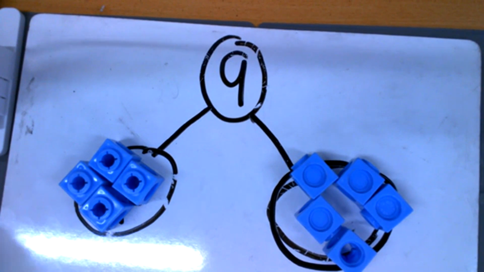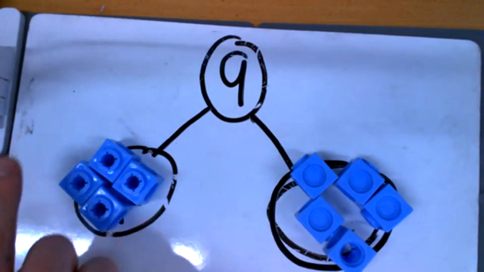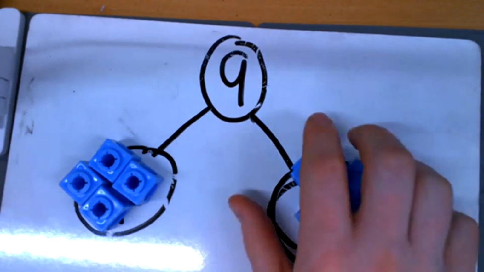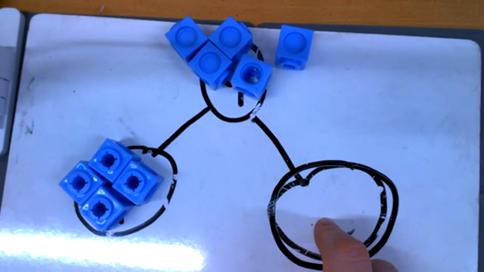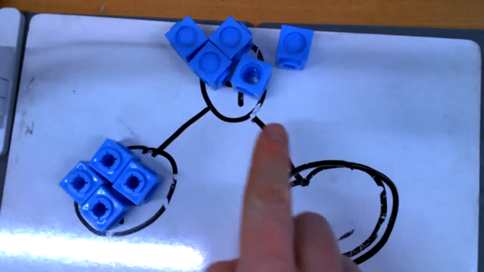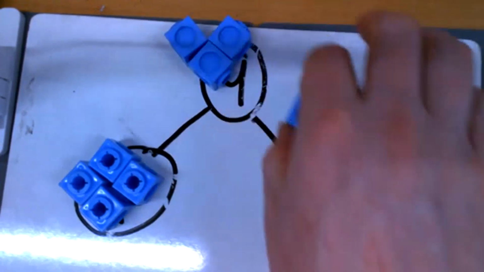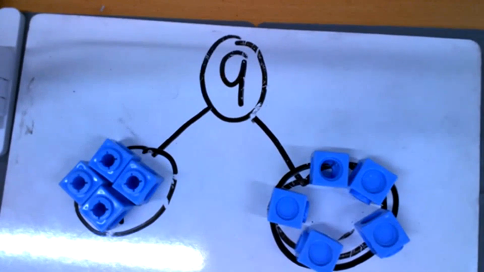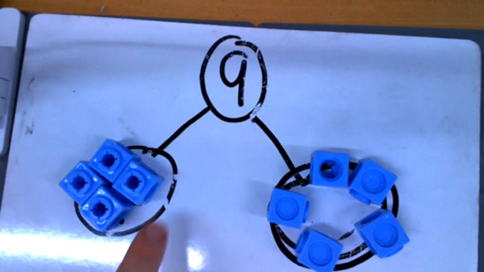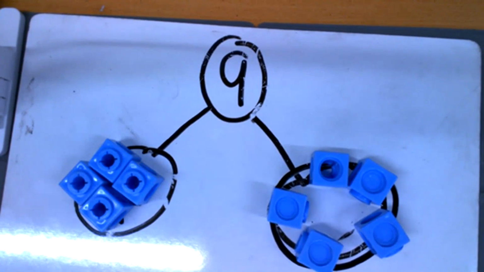Sorry, I'll do that again. I don't know if you saw that. Okay, let's do it again. So I have 4 over here, and we're missing what's in here. Okay, so I've got my 4 here, and I'm going to add these remaining cubes to this part here. 1, 2, 3, 4, 5. Okay, so we've got 4 plus 5 makes 9. Great, let's pop that in.